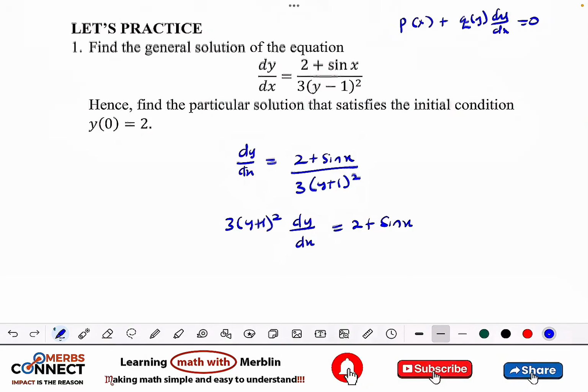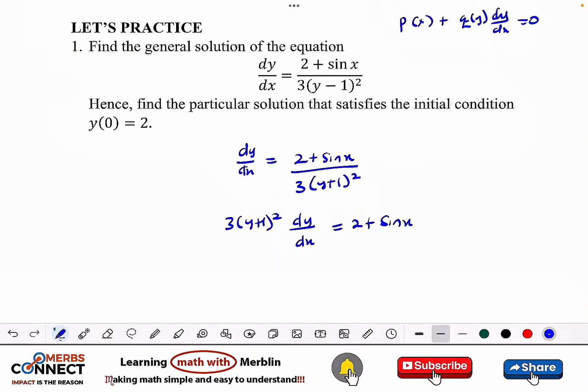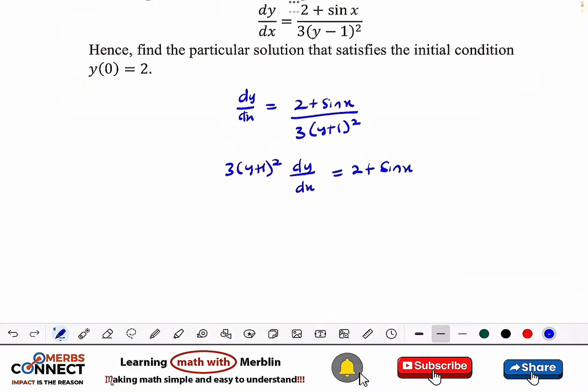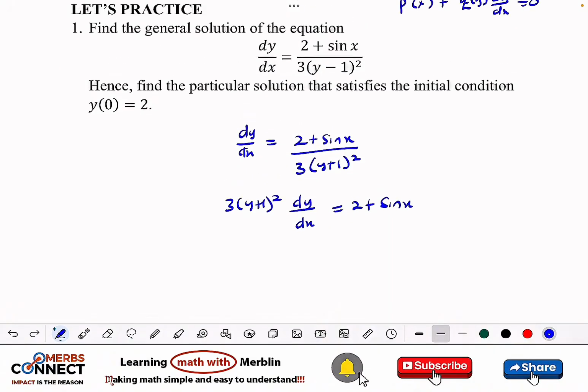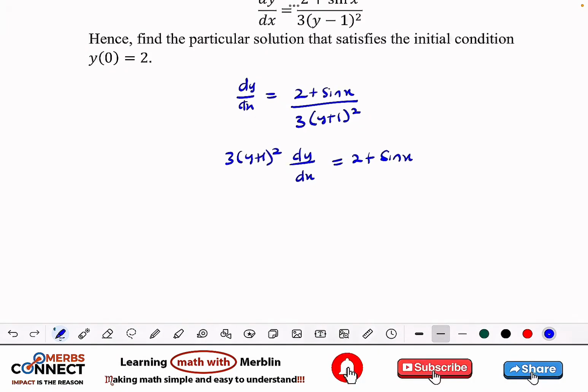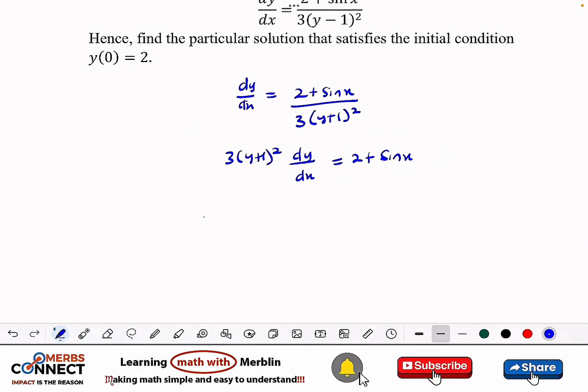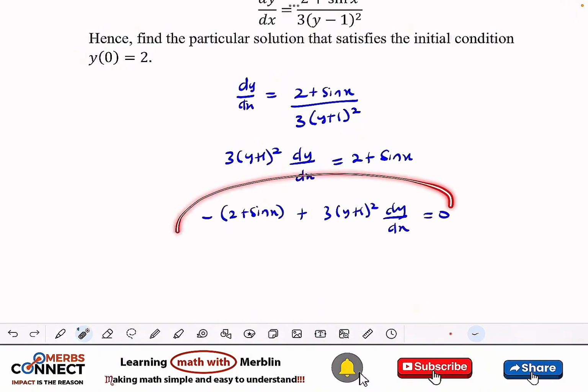Then I can decide which one to move. I can just decide to move any of them, and then I'm done. So basically, we can see that this will be separable, because when I move this to this side, I'm going to have minus (2 plus sine x) plus (3y plus 1) squared dy over dx is equal to 0. So this is separable because it is of this form.